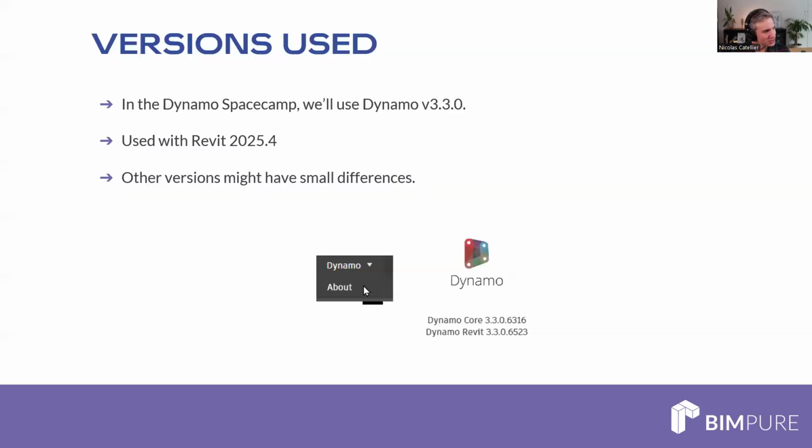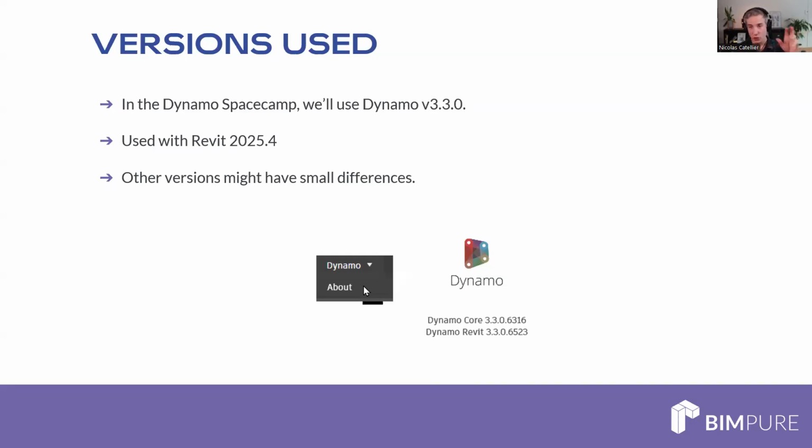Okay, we'll soon start to open Dynamo and play along with it. Just a few key pieces of information that I need to give you. In the Dynamo Space Camp, we'll be using Dynamo version 3.3, and we'll be using Revit 2025.4. If you don't have Revit 2025, you will most likely be fine because there are not huge differences, but on certain specific nodes, it's possible that you see a couple of differences.